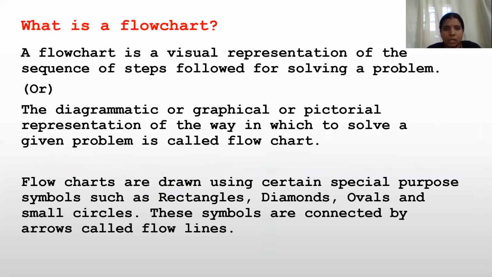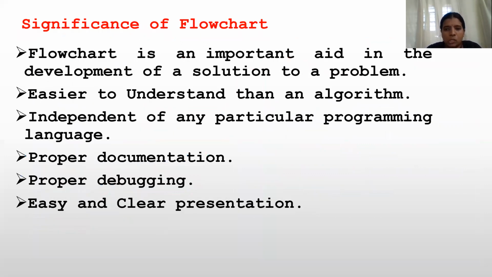Now in the next part of the lesson, we learn about flowcharts, their significance, and a few examples. So what is a flowchart? A flowchart, in comparison with an algorithm, is a pictorial or graphical representation of a solution to a problem. The diagrammatic representation in which you solve a given problem is known as a flowchart.